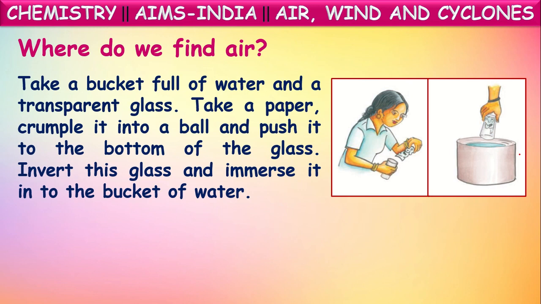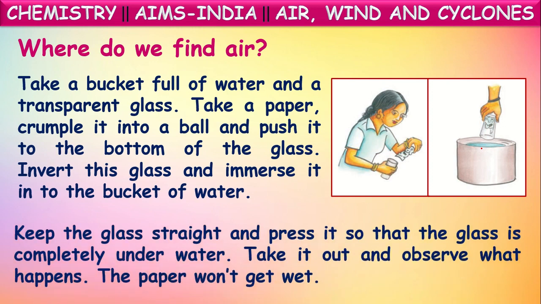So we have taken a bucket full of water, and the glass containing the crumpled paper inside is immersed into the bucket of water by inverting it. The glass is inverted and pushed into the water in the bucket. Keep the glass straight and press it so that the glass is completely under the water. So we have to invert the glass, keep it in a straight position, and press it until it is completely under the water.